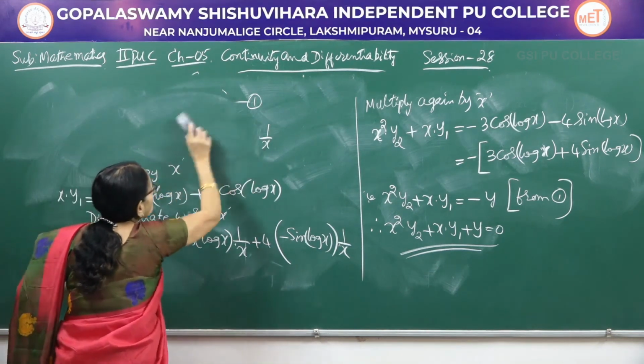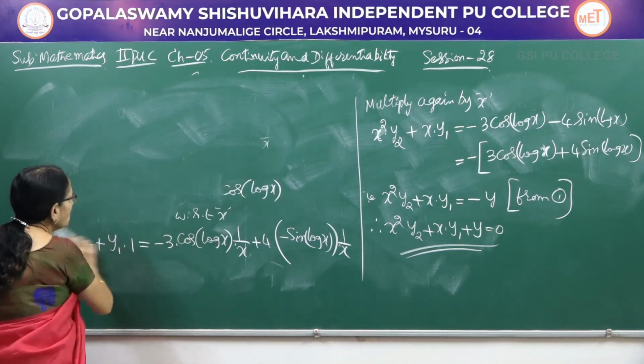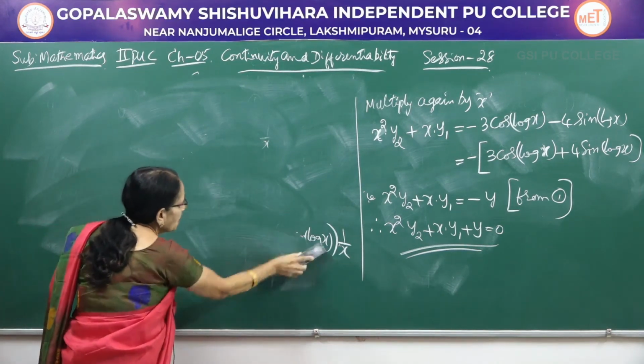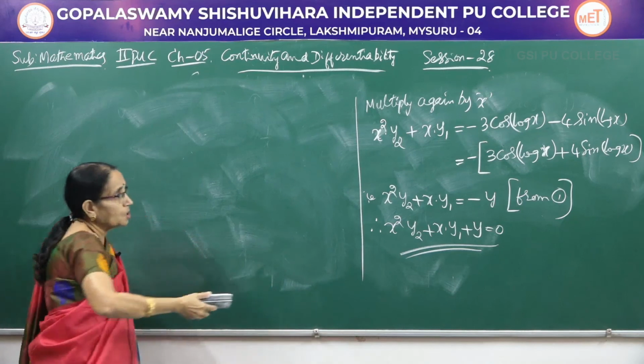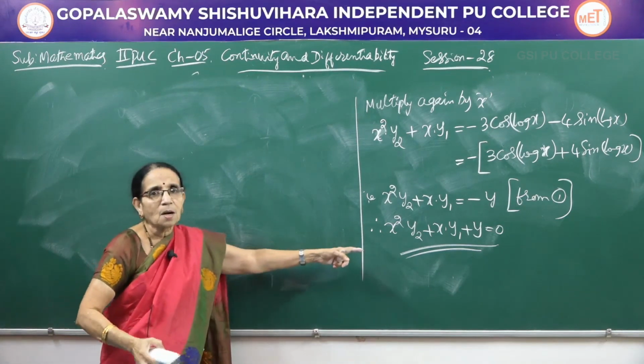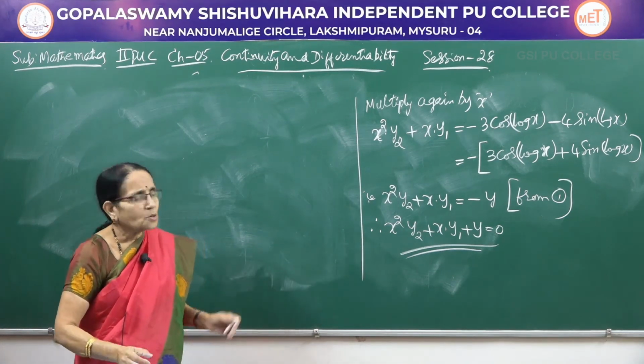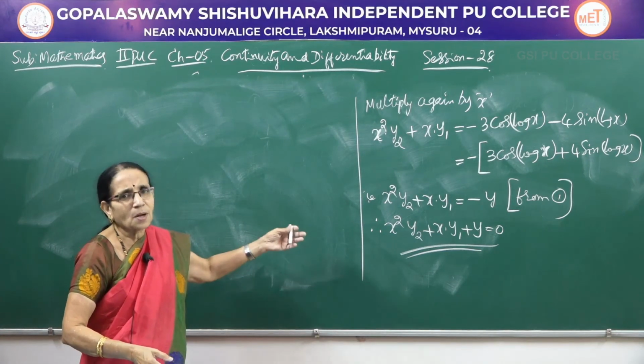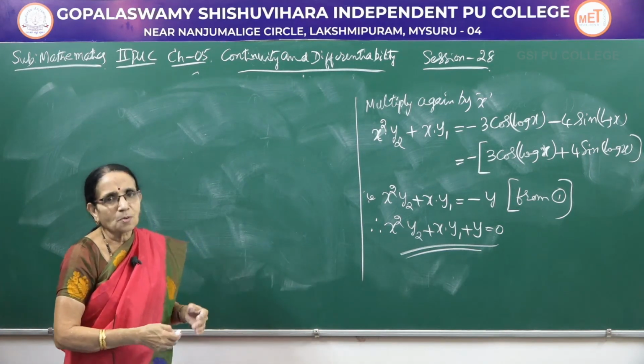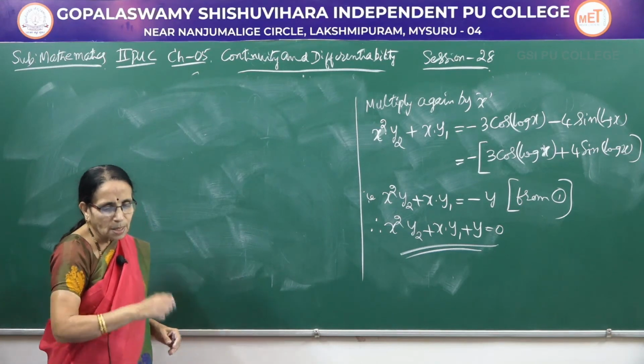Otherwise, what you should have done? You should have calculated y1, y2, and y was already given. We should have substituted on the left hand side here, and all the terms then get cancelled. So instead of that, it is a better, easier way to arrive at the result without any confusion.